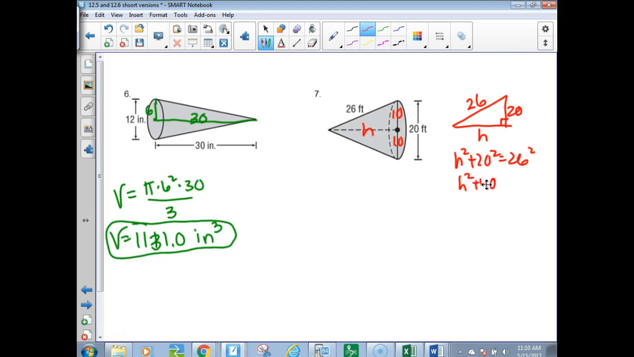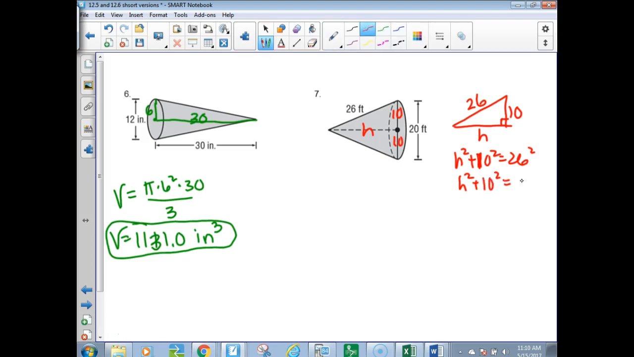I wrote 20 on there. What was I supposed to write? I swear I've been thinking about something else and I should keep my mind on what I'm doing here. What did I do wrong? Should be a 10. I realized it. I'm sitting there going, oh my gosh, this should not be so big.